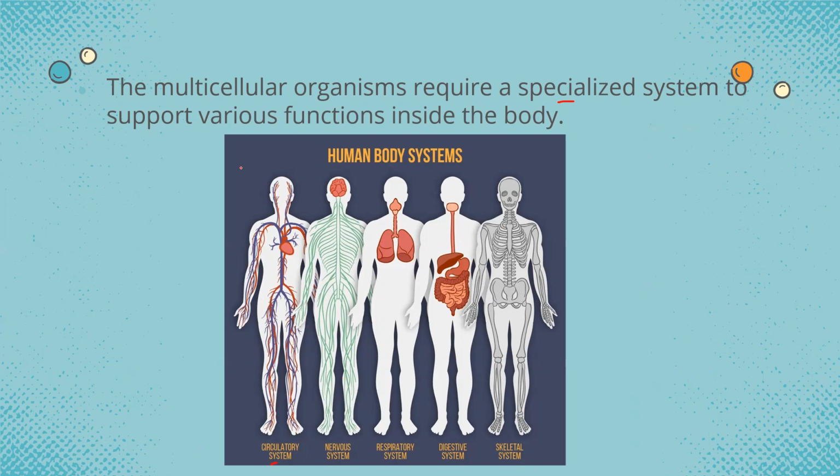These are the five systems: circulatory system, nervous system, respiratory system, digestive system, and skeletal system.